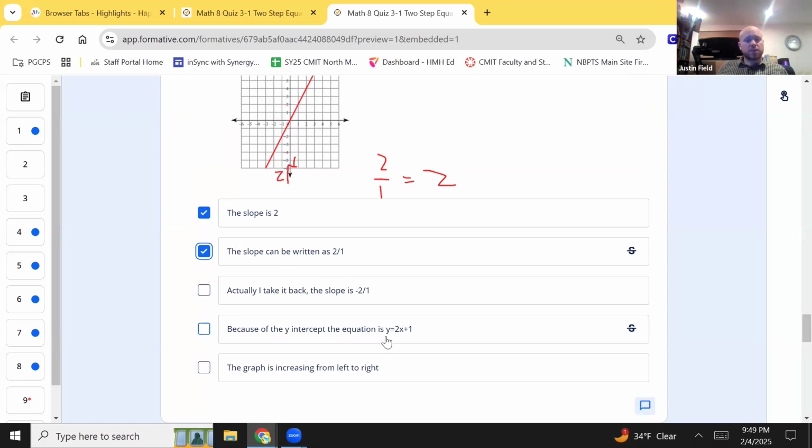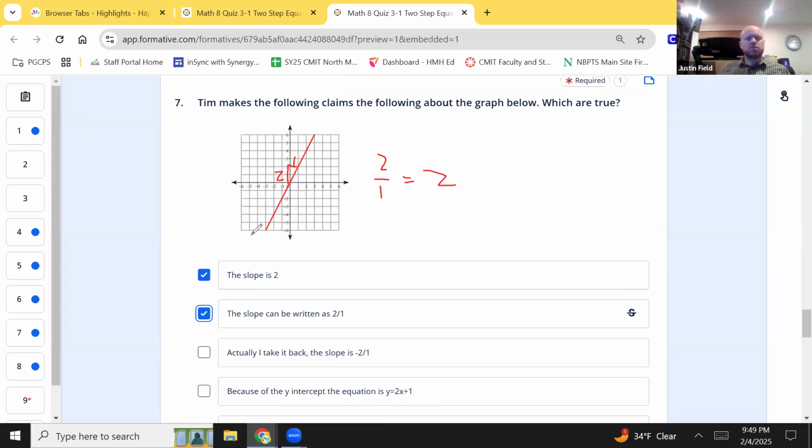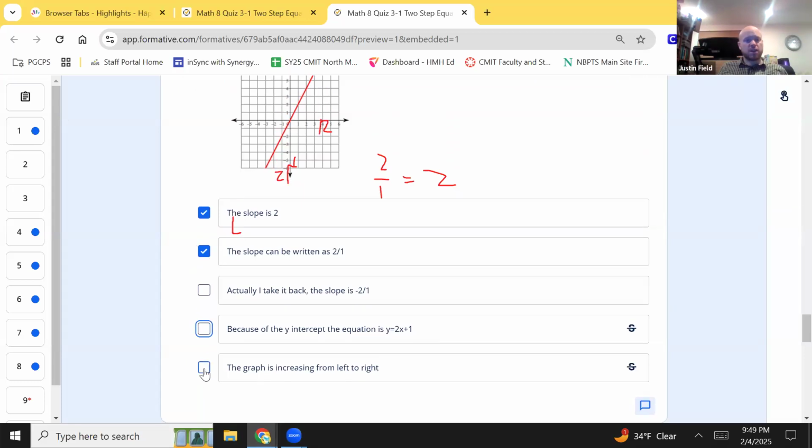Because of the y-intercept, the equation is 2x plus 1. No, the y-intercept is 0, so the equation would be y equals 2x. The graph is increasing from left to right. So increasing means going up, right? If I look at the left side and the right side, and put my finger on it, it's going up. So yeah, no, not that. It's increasing from left to right. Decreasing would be the other way.